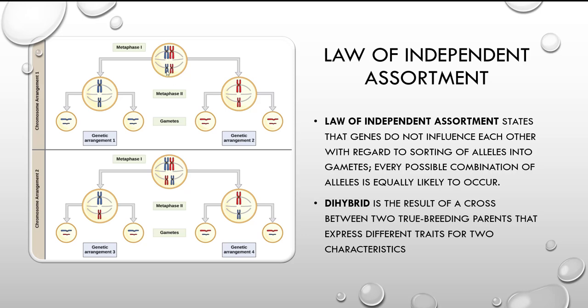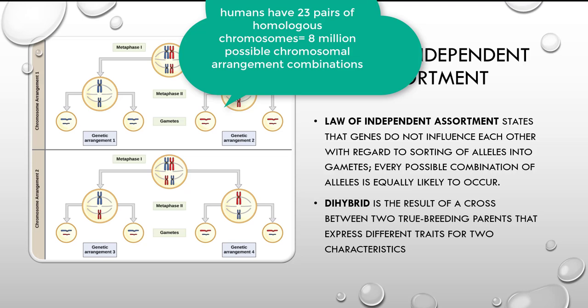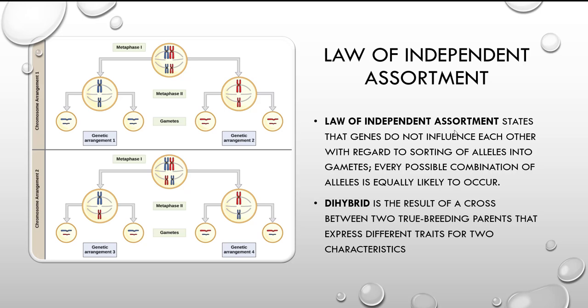And we talked about earlier how this is just a cell that has just 2 pairs of homologous chromosomes. We have 23 pairs, so that leads to over 8 million different possible combinations of our homologous chromosomes, their arrangements during metaphase. So our law of independent assortment basically adds to genetic variation. The law of independent assortment states that the homologous chromosomes independently assort themselves.